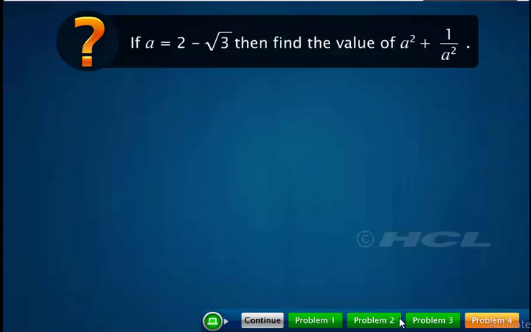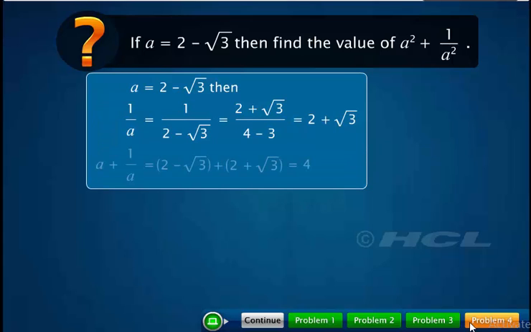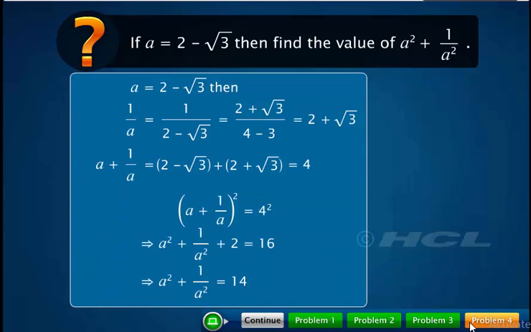If a is equal to 2 minus square root of 3, what is the value of a squared plus 1 over a squared? First, find 1 over a and express it with a rational denominator by rationalizing the denominator. Now find a plus 1 over a. Use the identity a plus b whole squared to find the value of a squared plus 1 over a squared.